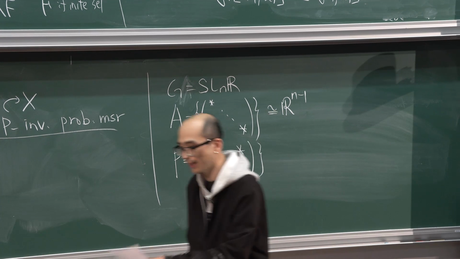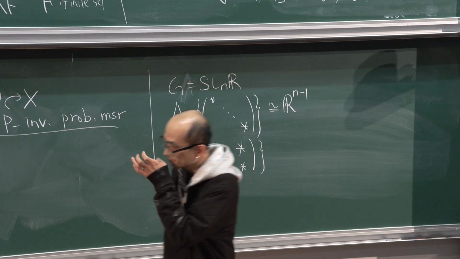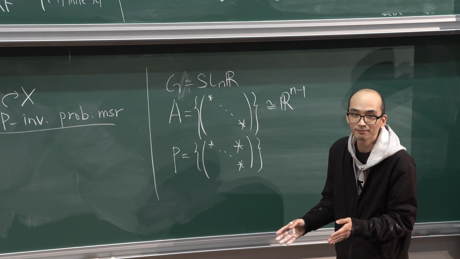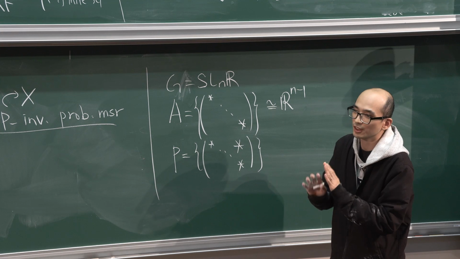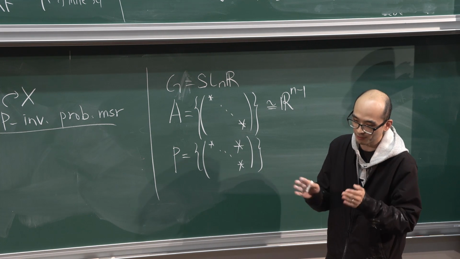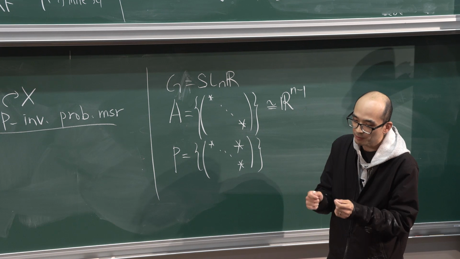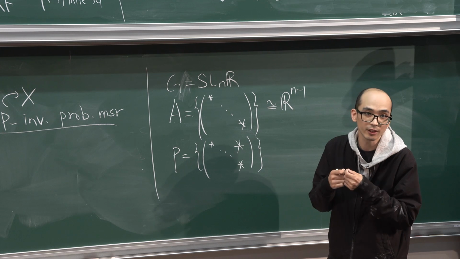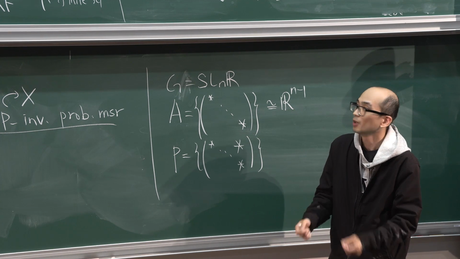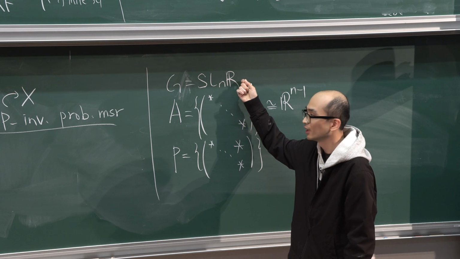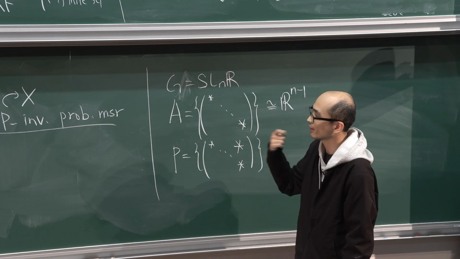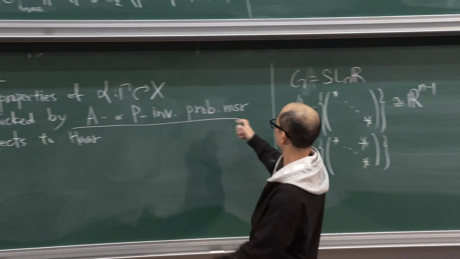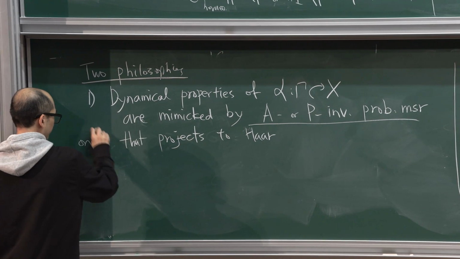And why do I care about the A or P invariant measure? Because if you think about G as SL_n(R), then SL_n(R) is not amenable. If you choose one definition of amenability, then amenability really says that if you act on a compact metric space, then there should be an invariant probability measure. But SL_n(R) is not amenable. So there's no reason why we can expect that there exists an SL_n(R) invariant measure on the suspension.